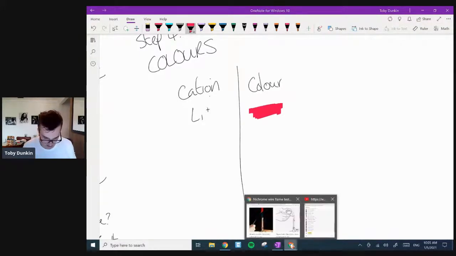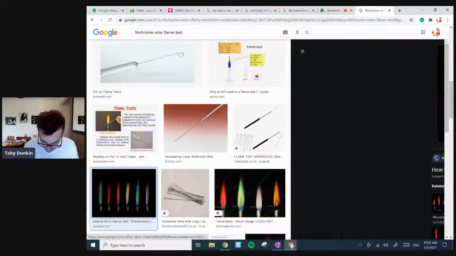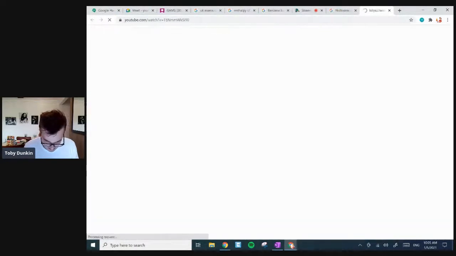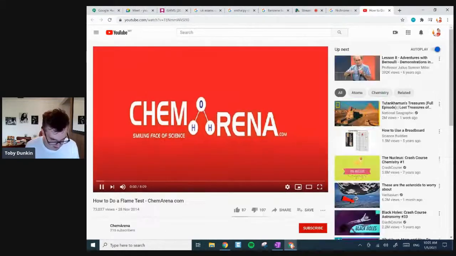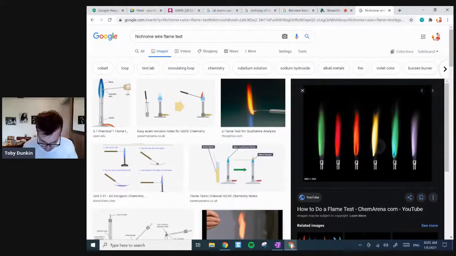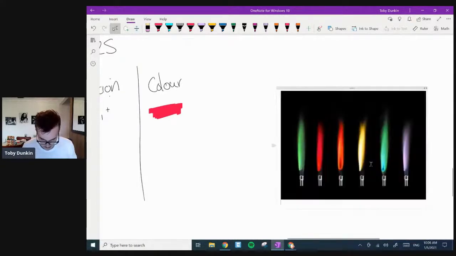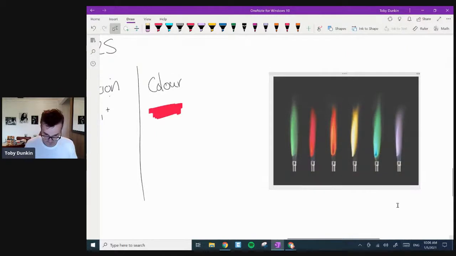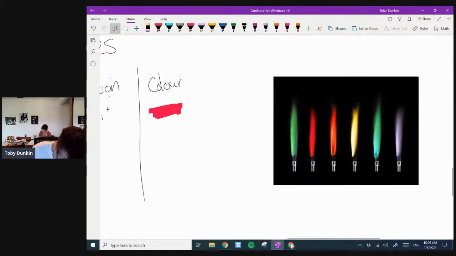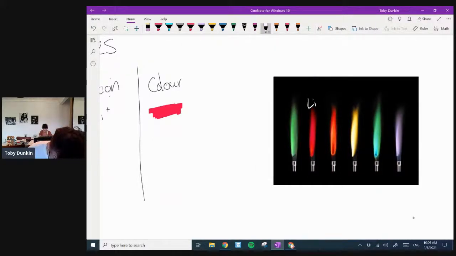Just to show you what that looks like, it looks just like that. There's strontium there as well. I just want to zoom in. Copy image. There we go. At this point, it's nice to see them. Yeah, look, and there's lithium. I'm going to change my color so I can see it on here. Right there is lithium 1+.